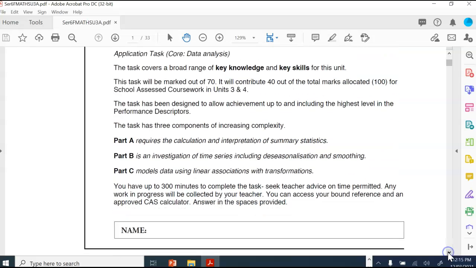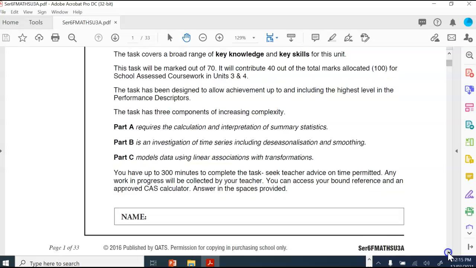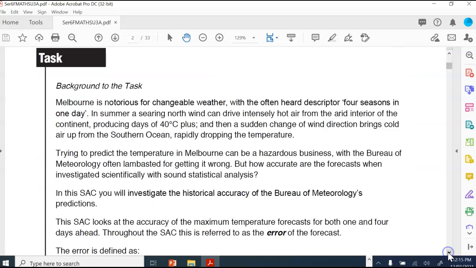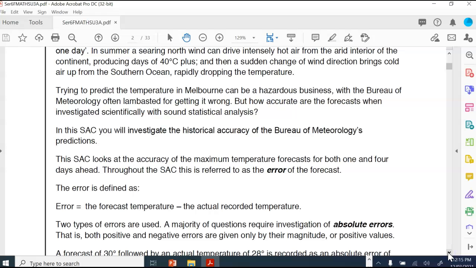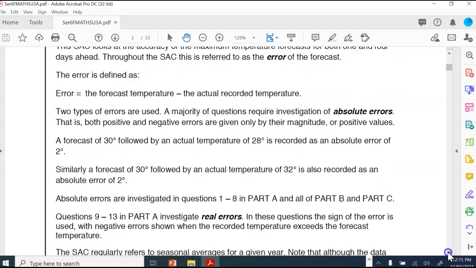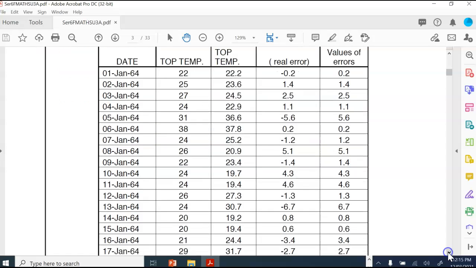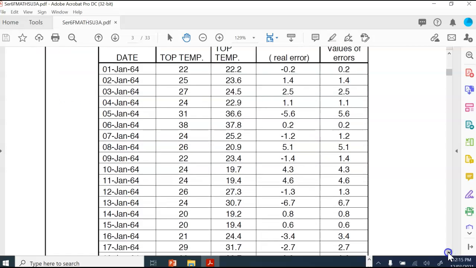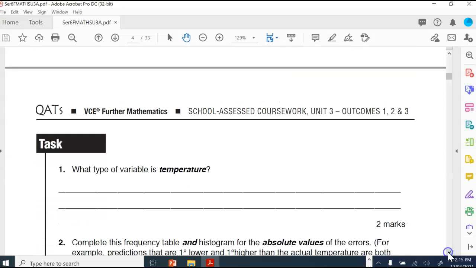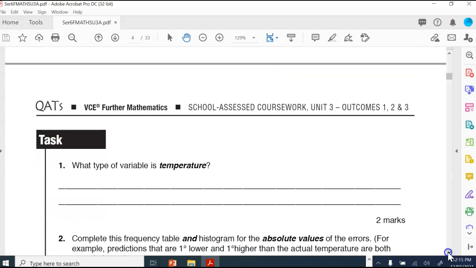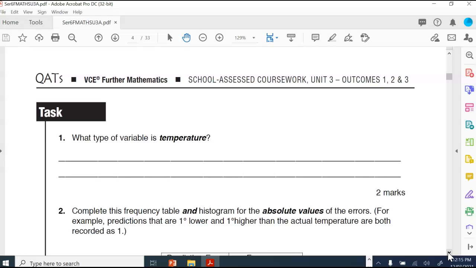Again, there are three parts for this practice SAC, and there's quite a bit of reading to do. They give a story, and then they give a data set with several variables, and then they ask questions like this: what type of variable is temperature? And for our SAC, we don't specify any marks.